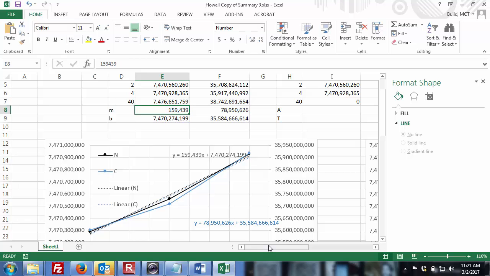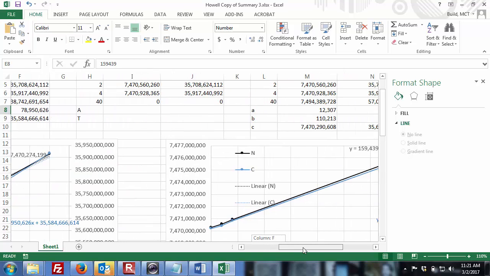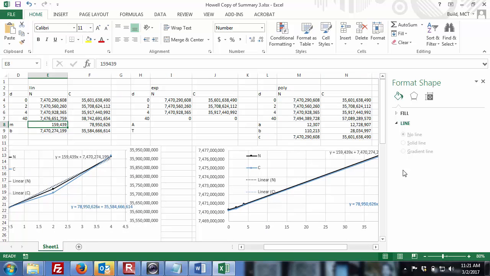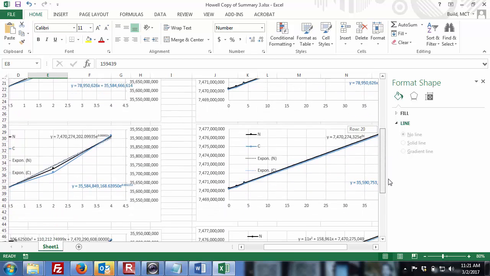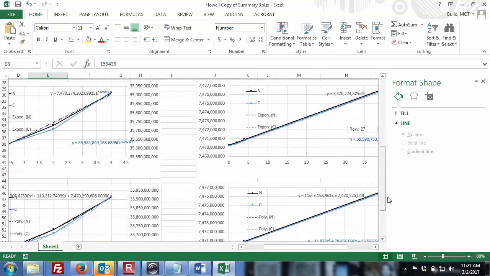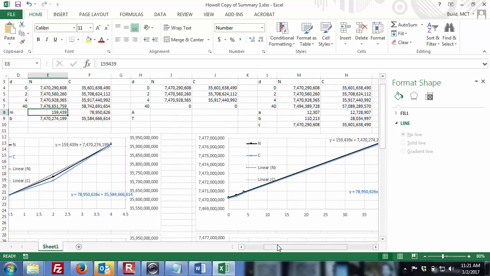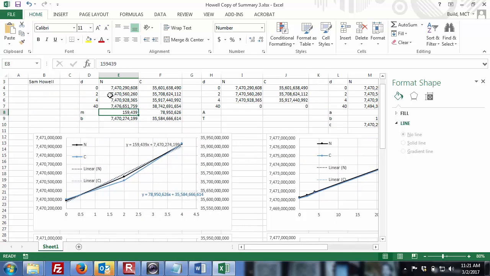Okay, so then the exponential. I don't know what happened here. Let's see if we can actually run the exponential while we're looking at it. So we're looking at human population, oil, and gas? We are looking at human population and carbon emissions.